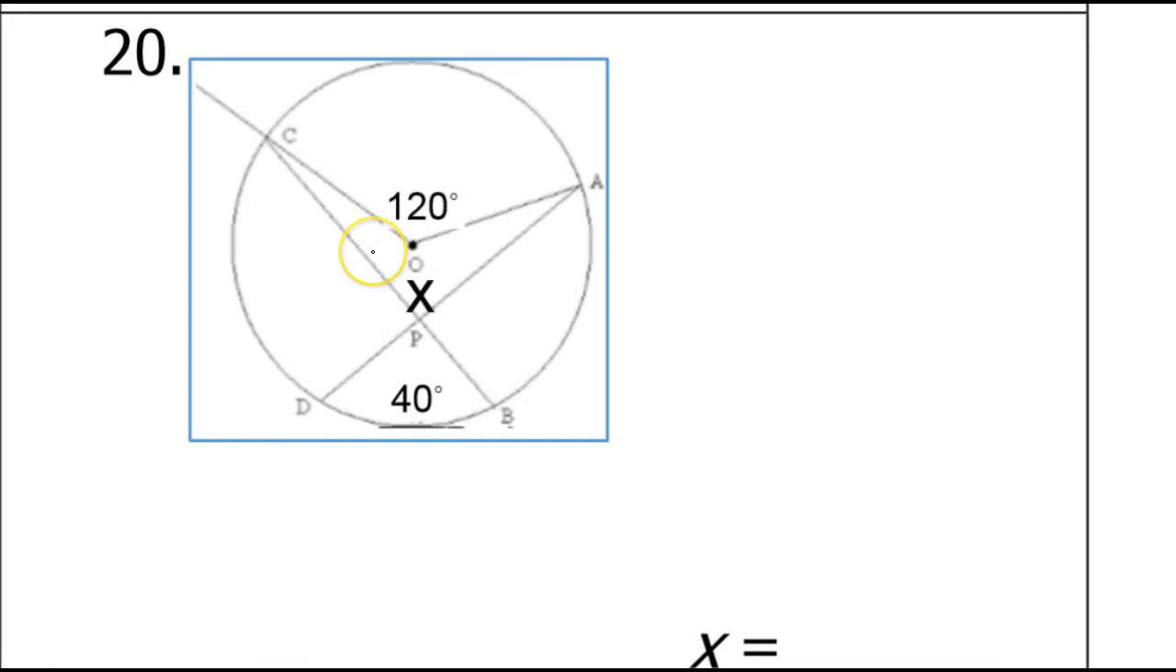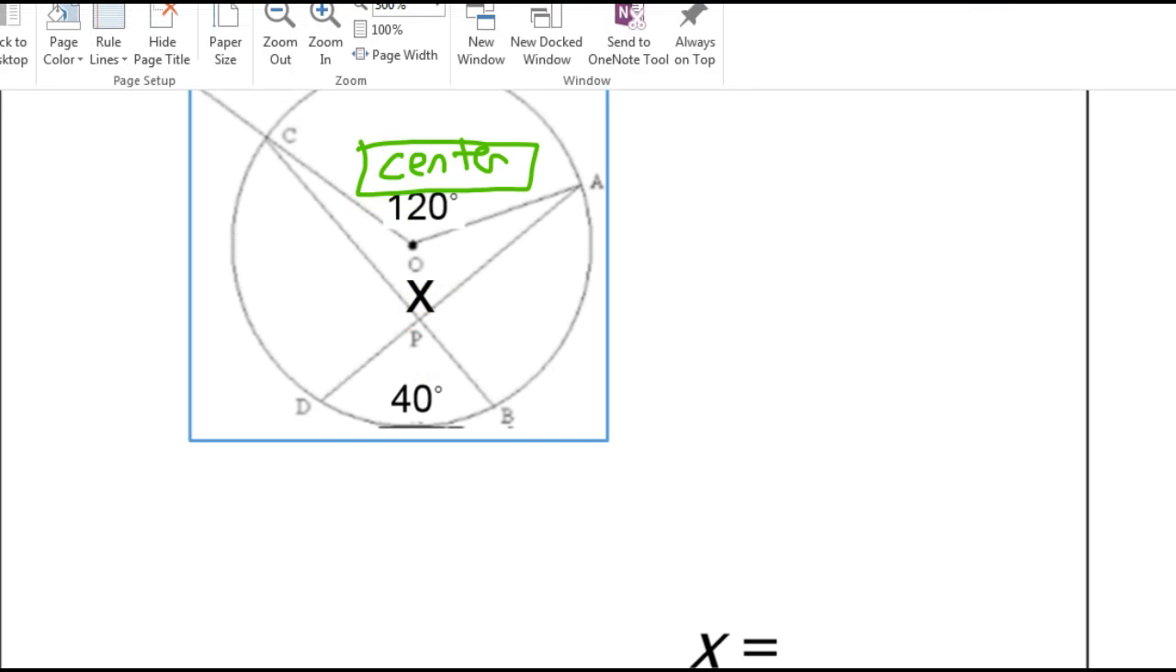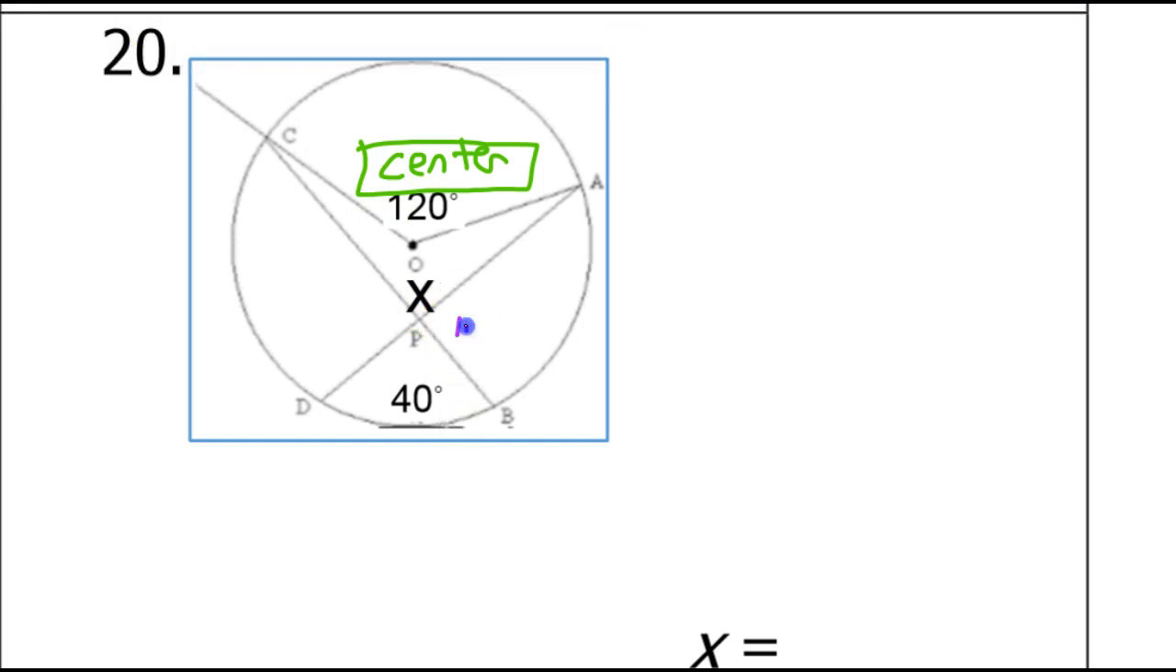All right, number 20 is interesting because we have a combination of angles that are at the center. So this 120, that's at the center. But then ultimately the angle that we're looking for, maybe I'll change colors for that. This angle is simply in the circle. It's not at the center. So it's a combination. Let's use the fact that this 120 degrees is at the center.